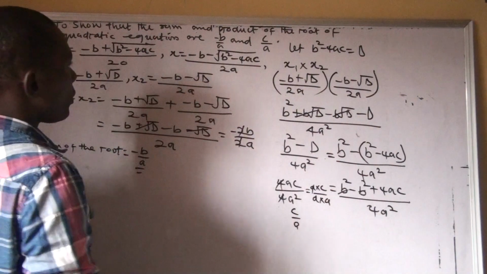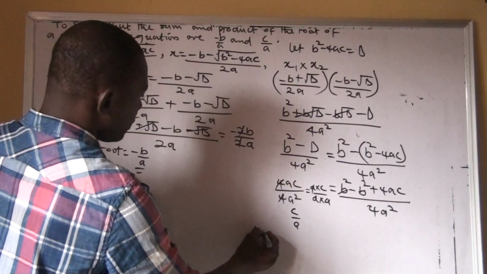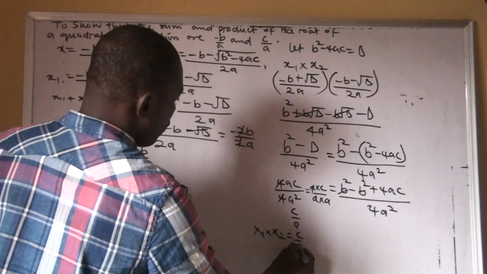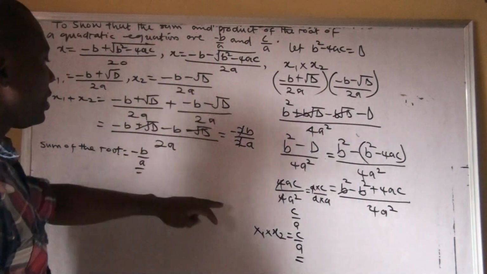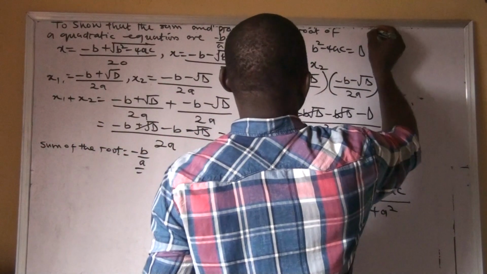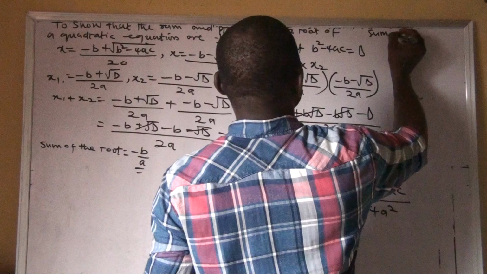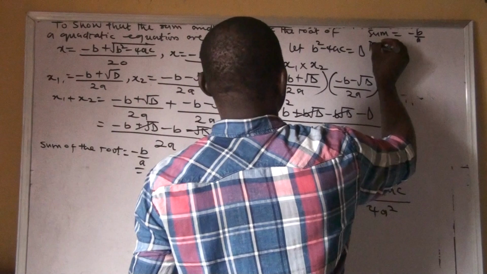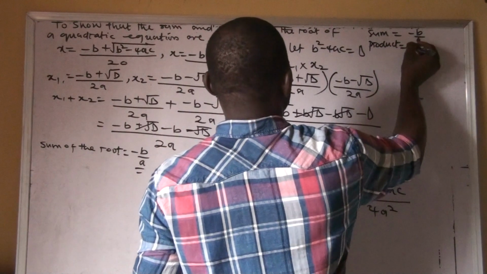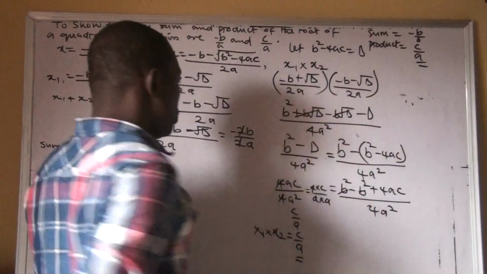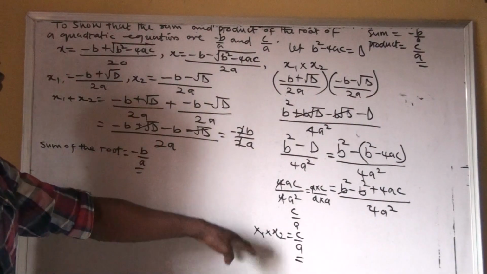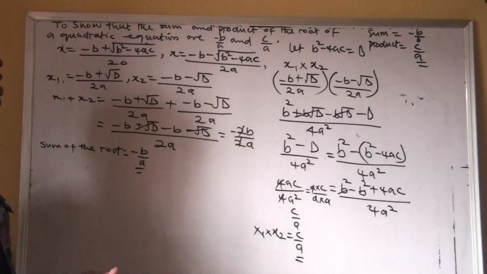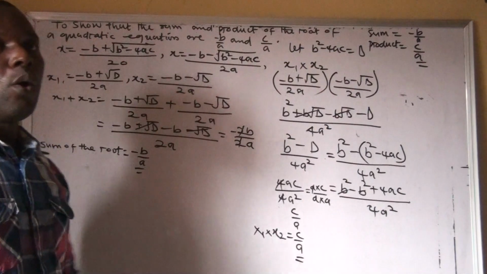So that means the product, x1 times x2, is equal to c over a. This is the reason why we say that the sum is equal to minus b over a, and the product of the roots must give us c over a. So with this, we have been able to establish why the sum and the product of the roots of a quadratic equation are respectively minus b over a and c over a.